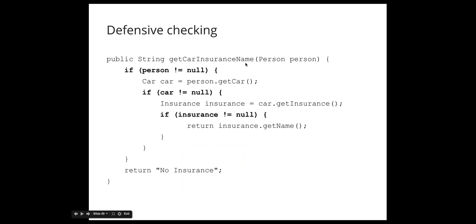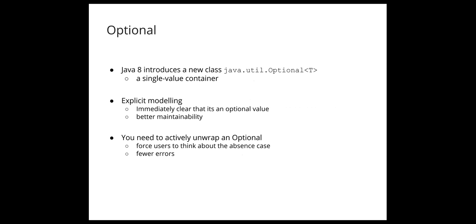So what can we do to prevent that kind of thing? Well, let's use defensive checking. We're going to explicitly check that a person is not null. If it's not null, we'll extract the car. Then if the car is not null, we're going to extract the insurance. If the insurance is not null, then we'll extract the name of the insurance. So this code really is the pyramid of doom. You know, it's looking more like an algorithm as opposed to a simple traversal query. So this is really verbose, error-prone, and unreadable.